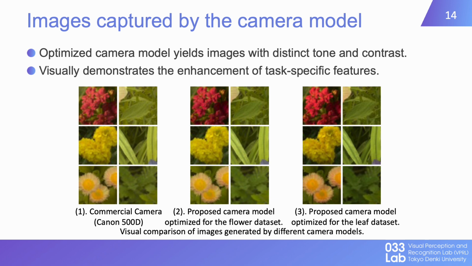Let's look at the generated images. The images on the left are from the standard Canon 500D. The images in the middle are optimized for flowers. The images on the right are optimized for leaves. You can see differences in tone and contrast. For example, look at the right images. It enhances the contrast of green leaves. This shows our model learns the important features for each task.